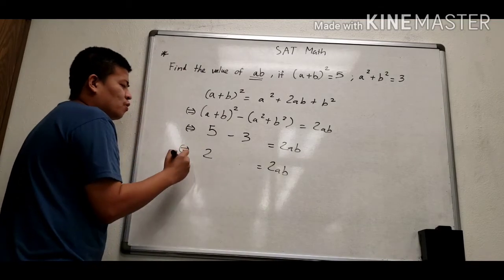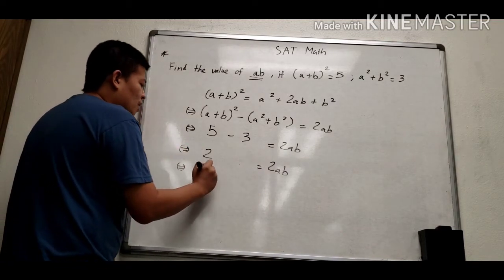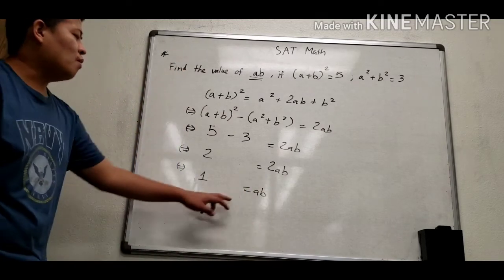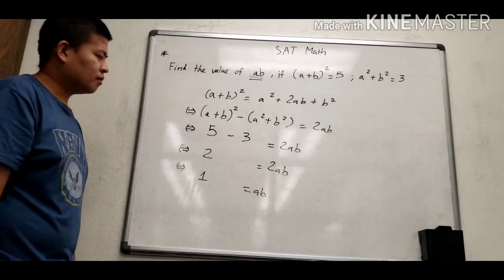And we see that's 2 divided by 2, so they go about 1. So the answer for the AB is about 1.